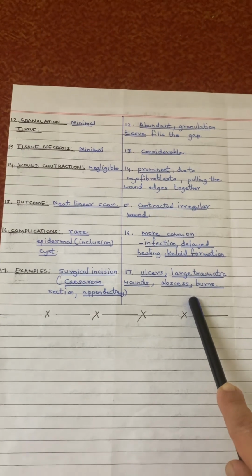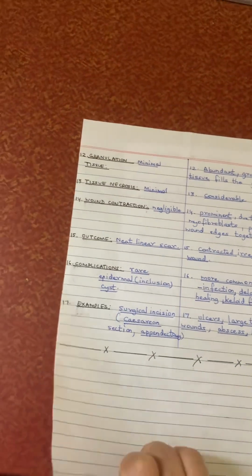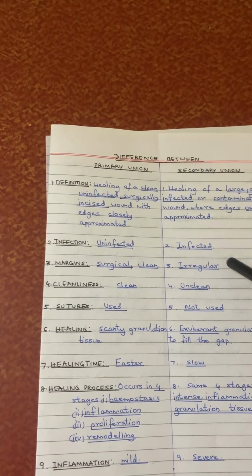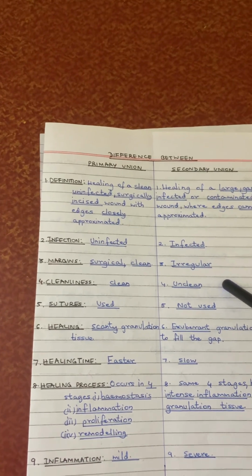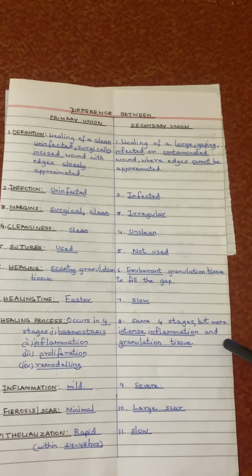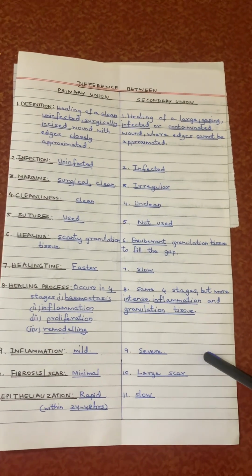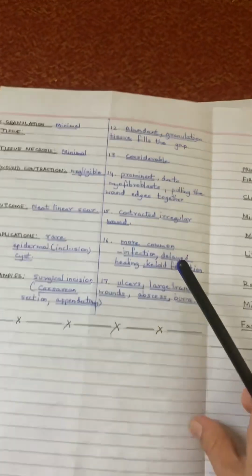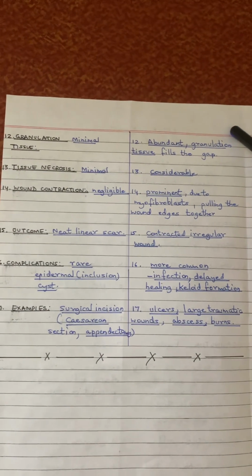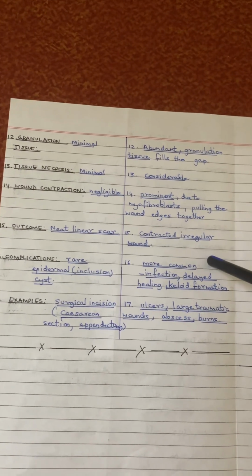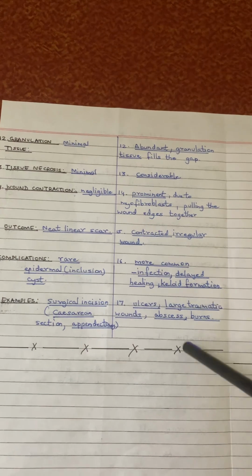So with this, we finished the difference between primary union and secondary union. Let's quickly revise the points. First point is definition, then infection, margins, cleanliness, sutures, healing time, healing process, inflammation, fibrosis or scar, epithelialization. Then we have granulation tissue, tissue necrosis, wound contraction, outcome, complications, and examples.